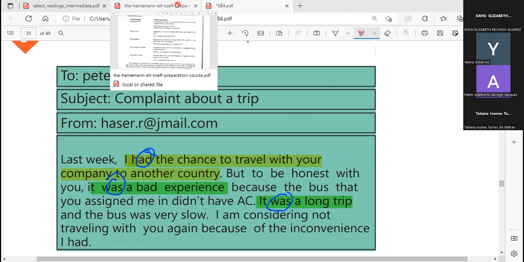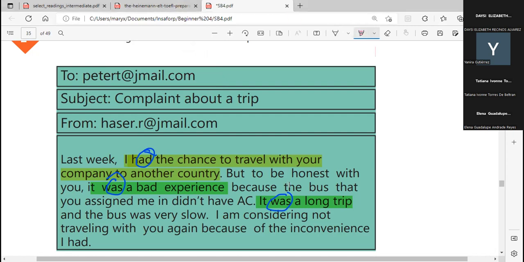Can you see a verb in simple past in the email? We're working in simple past. Simple past. Assigned. Very good. Assigned.